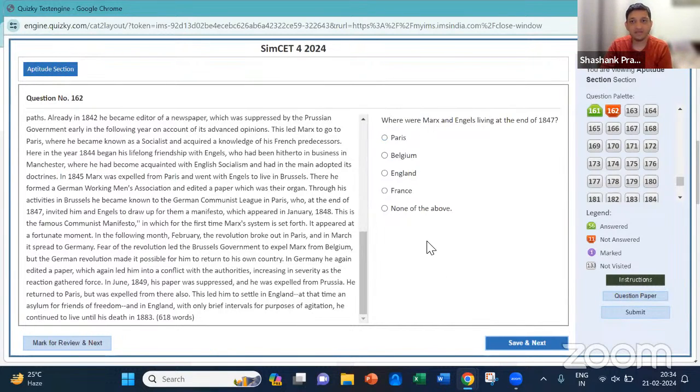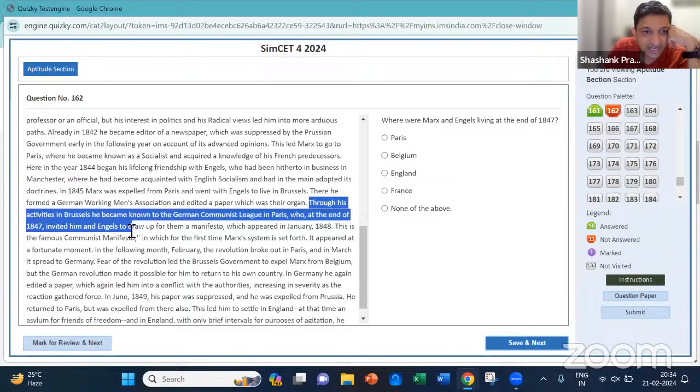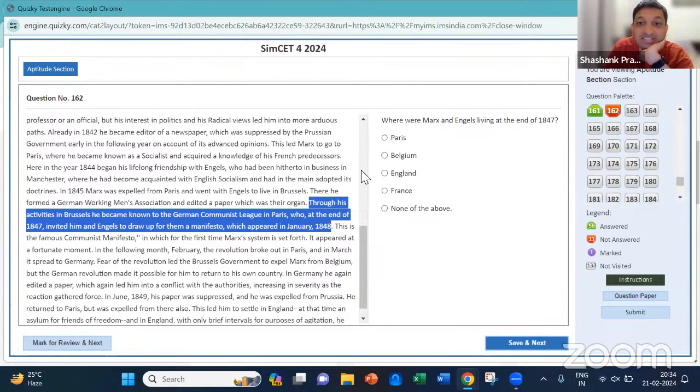Okay? Where were Marx and Engels living at the end of 1847? I hope I'm pronouncing this correctly. 1847, through his activities in Brussels, he became known to the German Communist League in Paris, who at the end of 1847 invited him and Engels to draw up for them a manifesto which appeared in Jan 1848. Okay, this is the famous Communist Manifesto. I would assume he will be in Brussels.